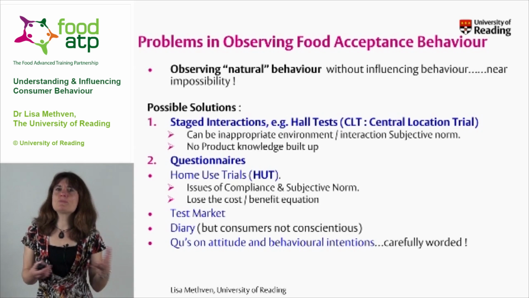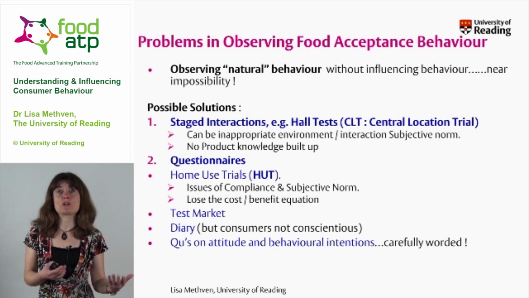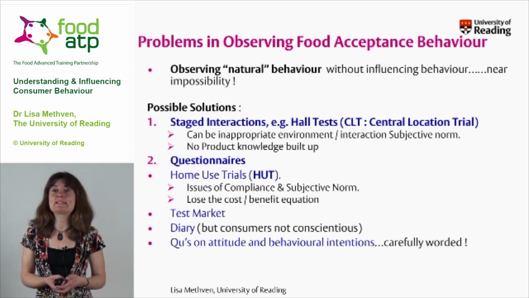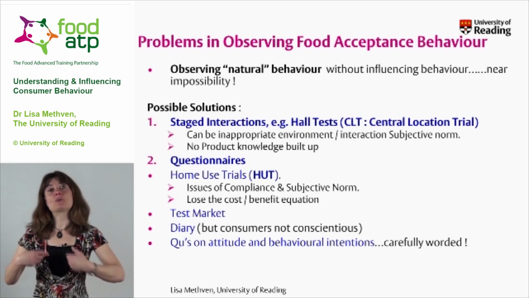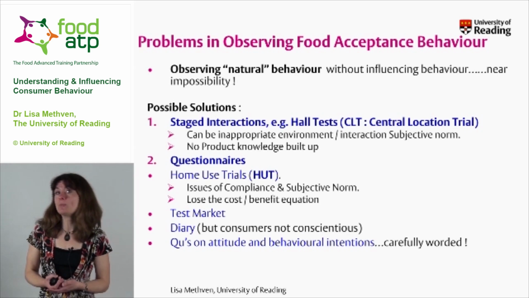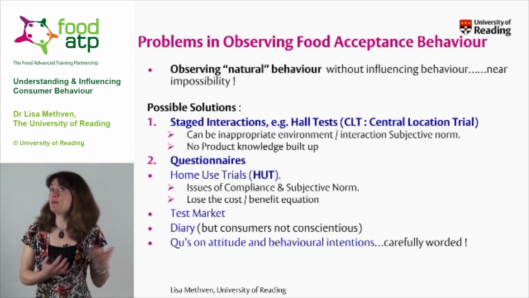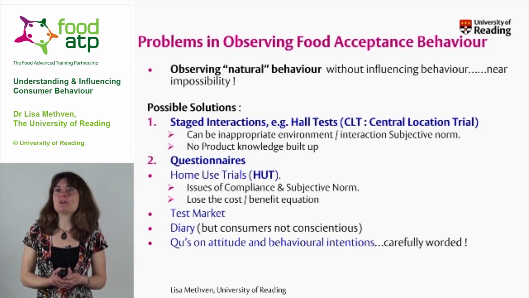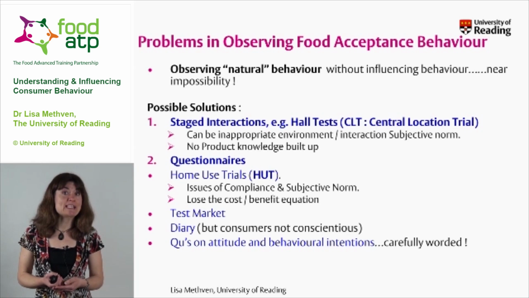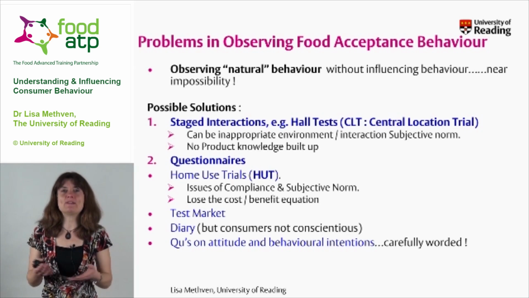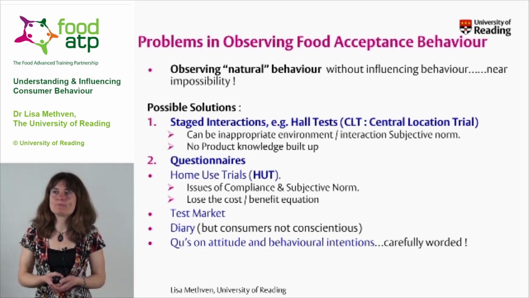So you could move from that sort of idea to using a home use trial, often called a HUT. This is where you send products to people in the home to try in their normal eating environment. Of course, you've then got problems of compliance. You don't know that somebody actually did what you asked them to do, and when they're filling in the questionnaires for you, they're likely to behave in the way they think is normal, a subjective norm.